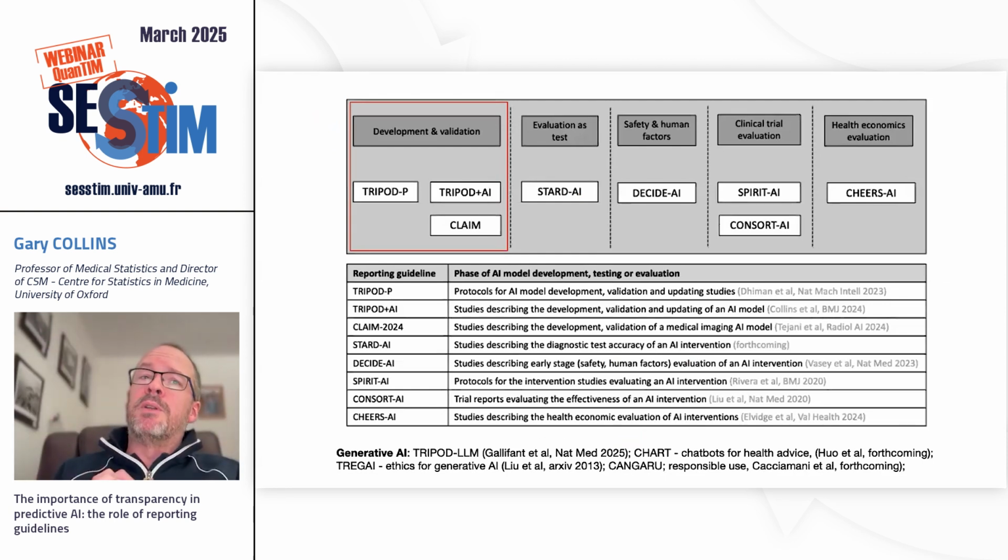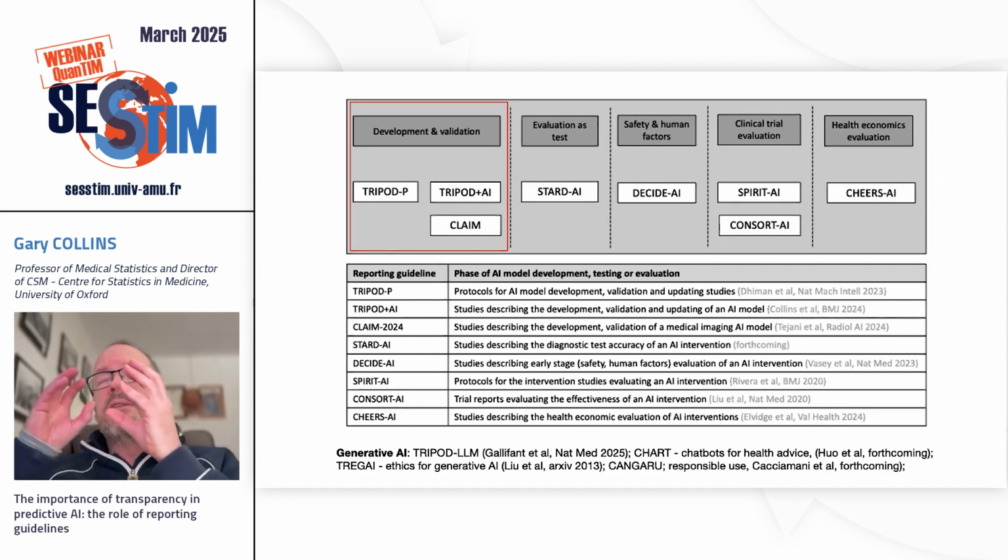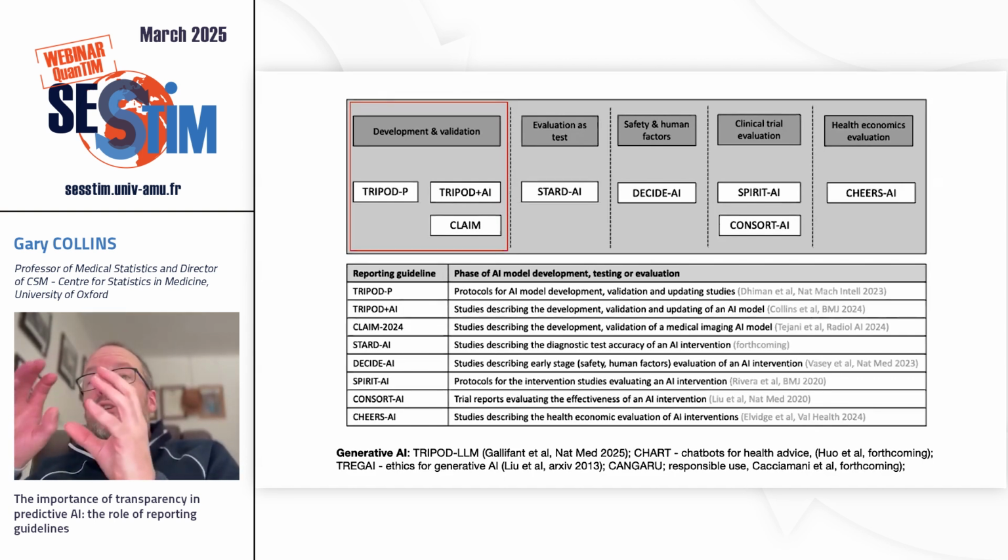But there are lots of reporting guidelines that are rapidly becoming available across the AI pipeline. Whether you're in the development or validation phase, there's TRIPOD-AI. If you're doing an imaging study, TRIPOD-AI doesn't focus on imaging AI. There's another reporting guideline called CLAIM, which was updated last year to CLAIM 2024, to provide recommendations for that type of study. If you're then looking to use your model as a diagnostic test, STARD-AI, currently under review, will hopefully be available later this year.